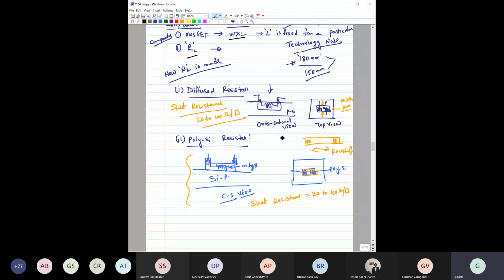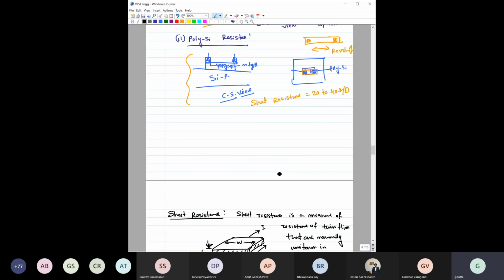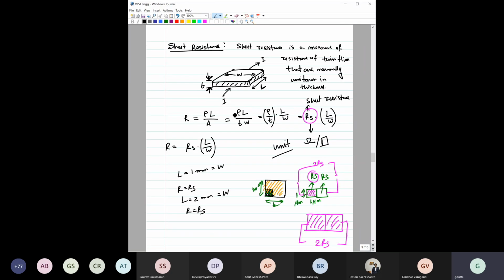These things are important. Here we introduced one term, which is called the sheet resistance. We also mentioned the typical value of sheet resistance if you are making the resistor as a diffused resistor or a polysilicon resistor. So this is everything that we did in the last class. To discuss what this sheet resistance is, sheet resistance is basically the resistance of a very thin film.